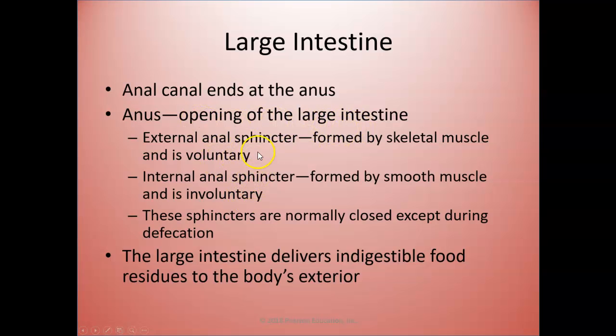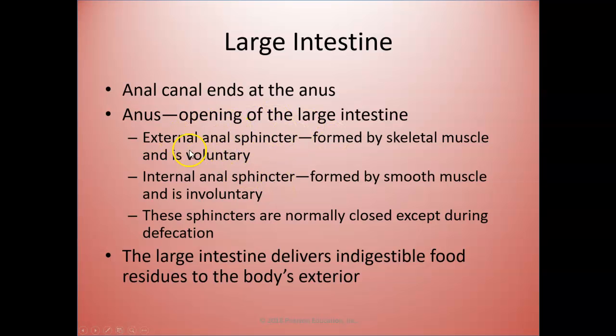So there's a couple layers of muscles. One is what's called the external anal sphincter. These are skeletal muscles, and this is voluntary. And then inside of that, we have what's called the internal anal sphincter, and these are smooth muscles, and they are involuntary. They normally close, except when we choose to defecate. The internal anal sphincter responds to pressure, so as the feces builds up inside the rectum, those internal anal sphincter muscles relax and let the feces go through.